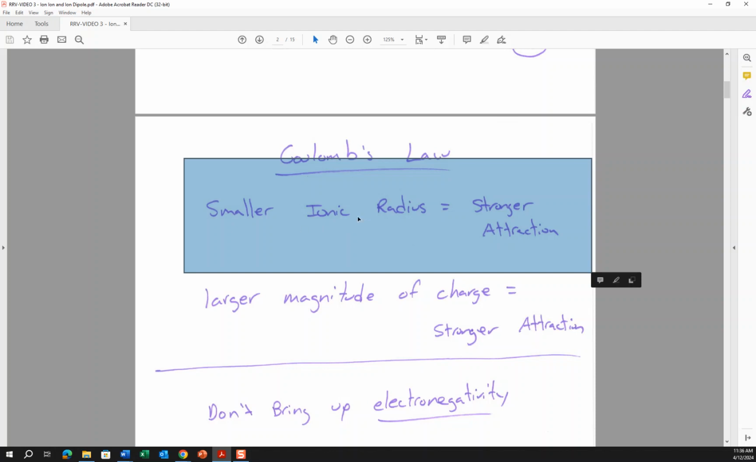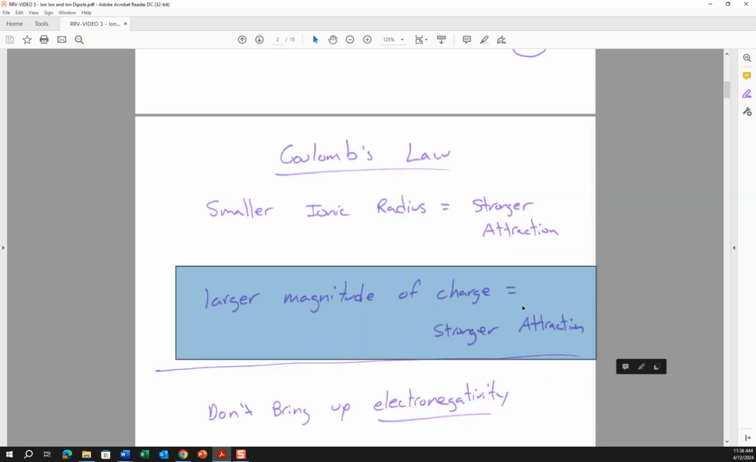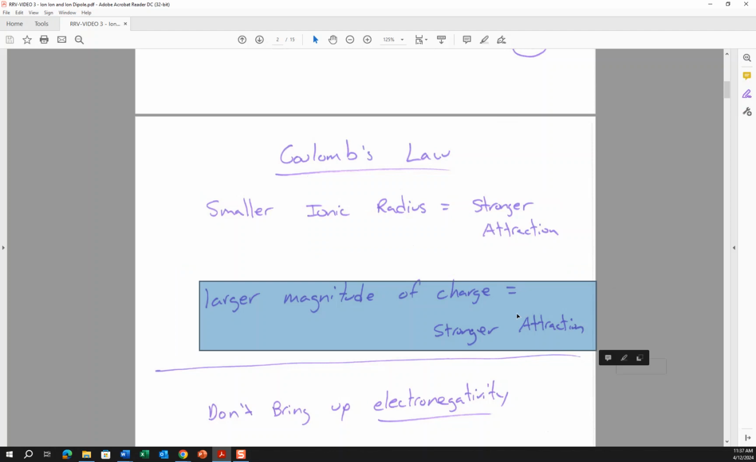And then the higher the magnitude of charge. So you could have a +1 ion interacting with the negative side of water, the oxygen side, but a +2 ion would have a stronger interaction. So you want to look at size. The smaller, the stronger, and the higher the overall magnitude of charge, the stronger the attraction. Coulomb's law. Okay. Just remember, when you're talking about ionic compounds, never bring up electronegativity difference.